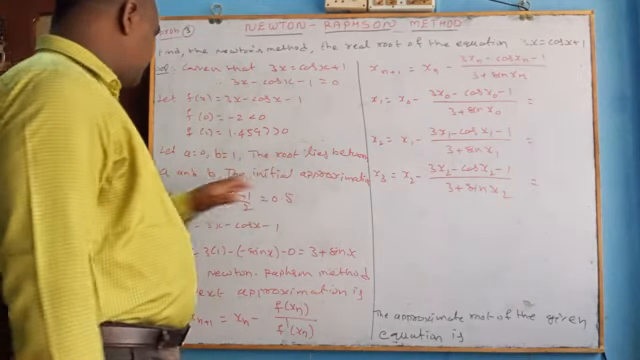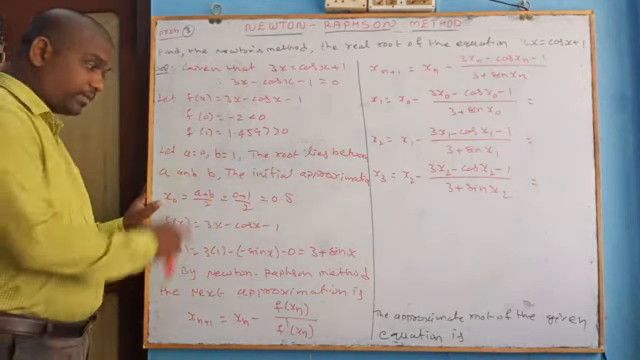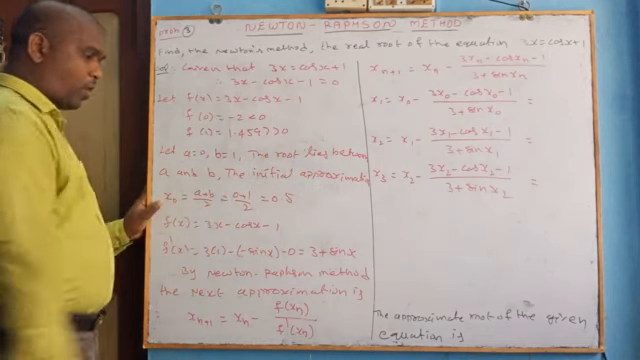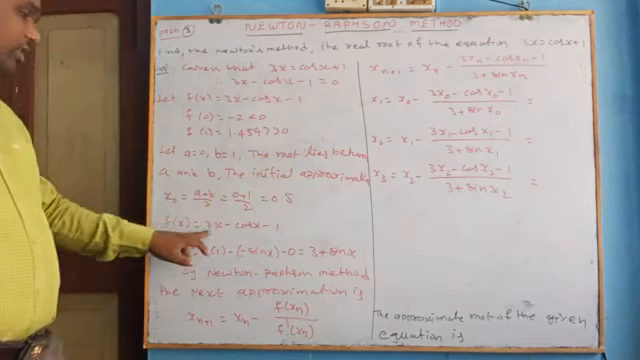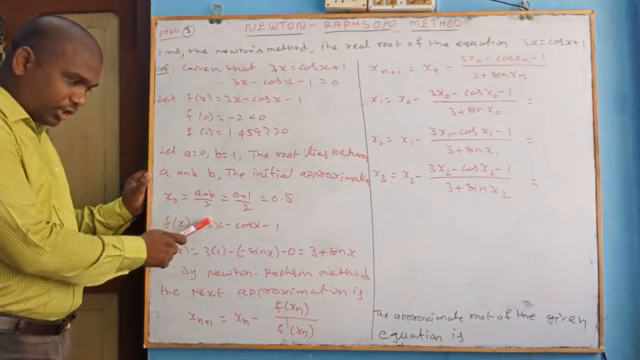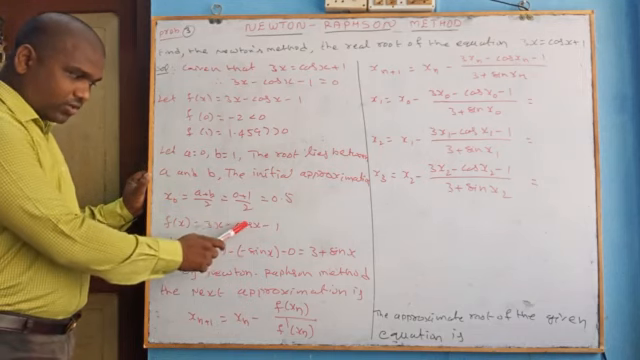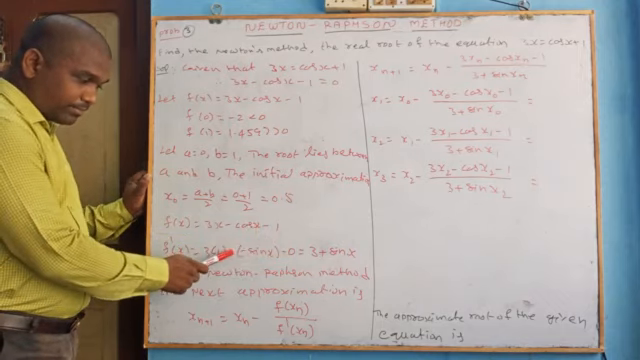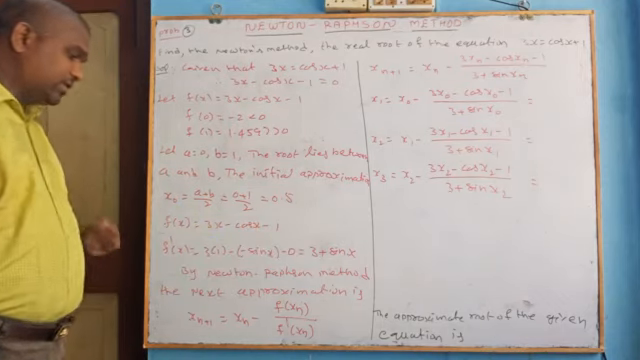The initial approximation is x naught equal to (a plus b) by 2, which is (0 plus 1) by 2, that is 0.5. And f of x is equal to 3x minus cos x minus 1. Differentiate with respect to x: f dash of x equals 3 into x differentiation 1, minus cos x differentiation minus sin x, minus 1 differentiation 0. Finally, 3 plus sin x. This is f dash of x.